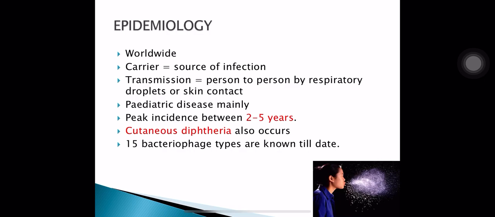In epidemiology, this disease is worldwide in distribution. A carrier acts as a source of infection. Transmission occurs from person to person by respiratory droplets or by skin contact also. Peak incidence is during 2 to 5 years of age. It is a pediatric disease mainly. Cutaneous diphtheria also occurs in some areas.